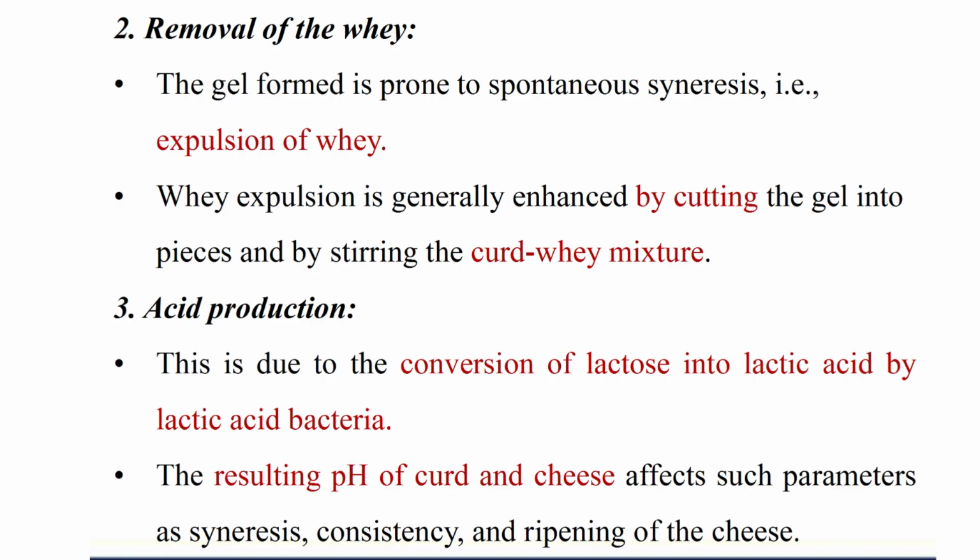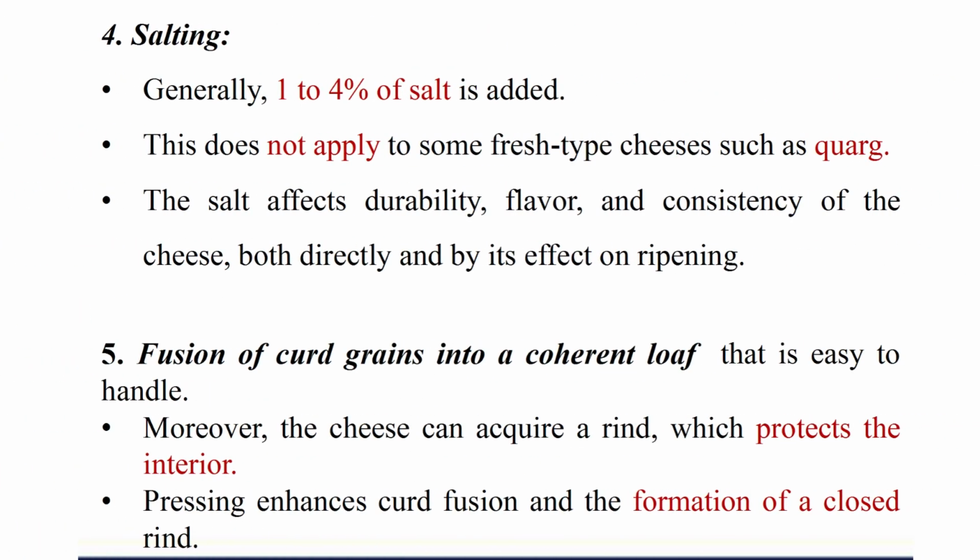This is enhanced by cutting the gel and stirring the curd-whey mixture. 3. Acid production, conversion of lactose to lactic acid by lactic acid bacteria. The resulting pH influences syneresis, consistency, and future ripening. 4. Salting. Typically 1 to 4% salt is added, though not for all fresh cheeses, like cottage cheese. Salt affects durability, flavor, and consistency, both directly and via ripening.